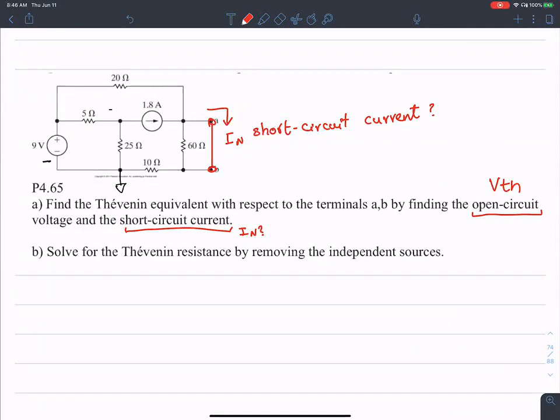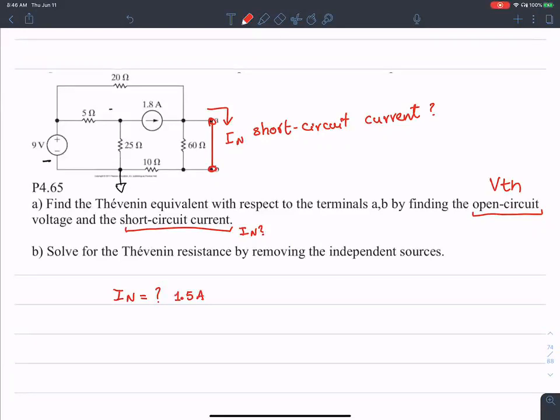All right, what value did you get for I Norton? You should see an answer of 1.5 amperes. And why don't I do this problem myself? Let me identify the nodes here. I'm going to call this node V1 and call this node V2. Call these two nodes V1 and V2.